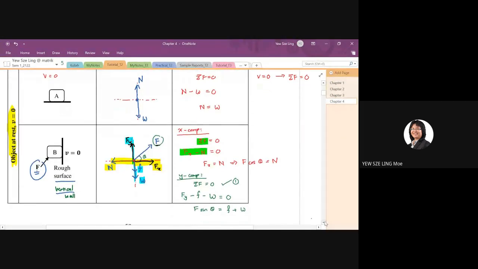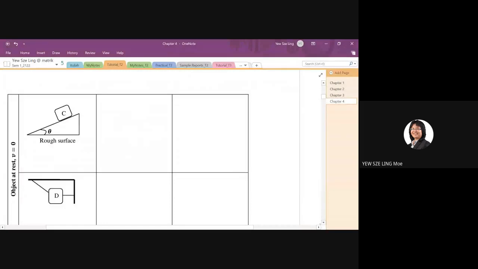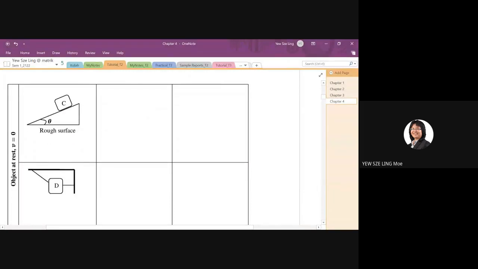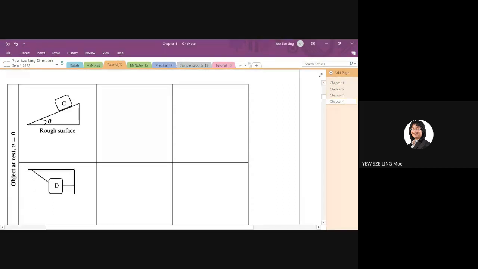So next question. Okay, for this question, we have two ways to sketch the diagram. The first one, of course, is according to the diagram given. But when it comes to forming equations, I will teach you how to change the diagram a bit. So now let's see. You have a diagram, object C, on an inclined surface.